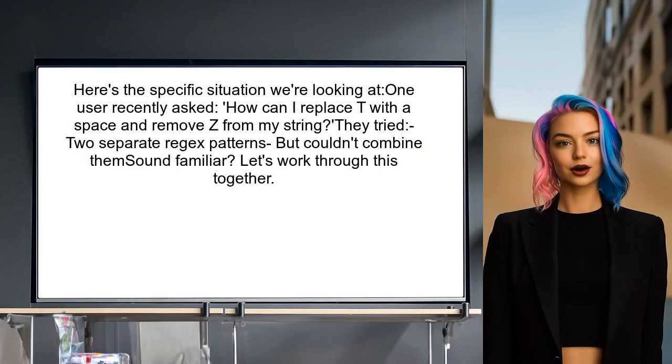Here's the specific situation we're looking at. One user recently asked, "How can I replace the character T with a space and remove the character Z from my string?" They even tried writing two separate regex patterns but couldn't combine them. Sound familiar? Let's work through this together.